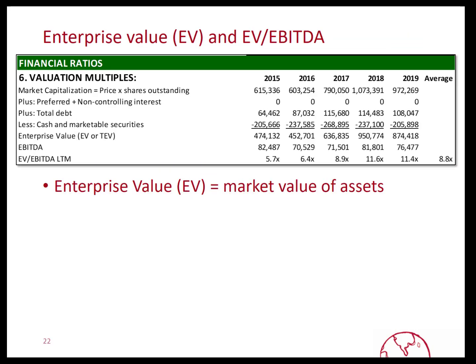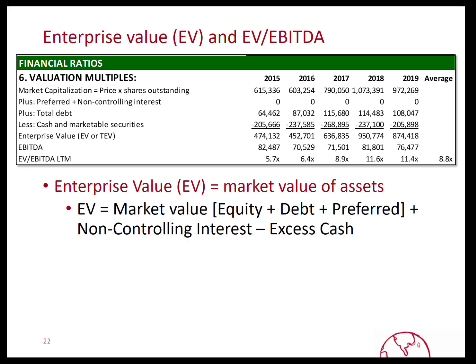The other multiple we look at is enterprise value to EBITDA, where enterprise value is simply the market value of the assets. To find the market value of the assets, we're going to have to use this calculation here. It's going to be market value of equity plus the market value of debt plus the market value of preferred shares. You're going to add non-controlling interest, and you're going to subtract any excess cash to get enterprise value, which may be called total enterprise value, or TEV.